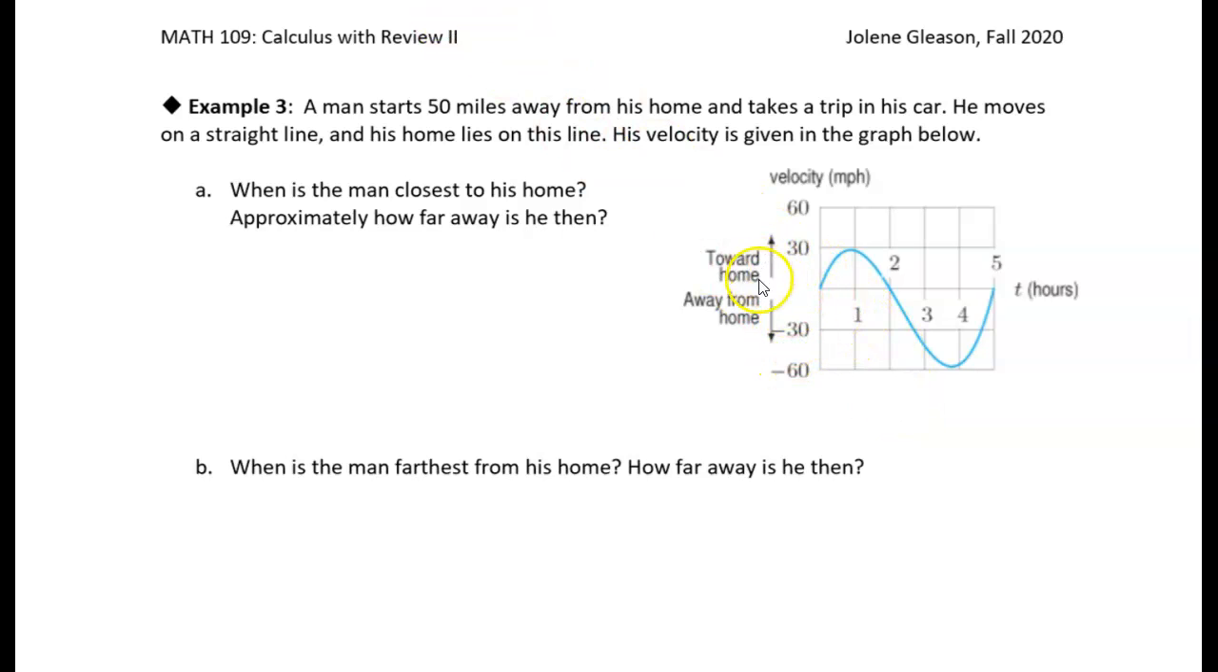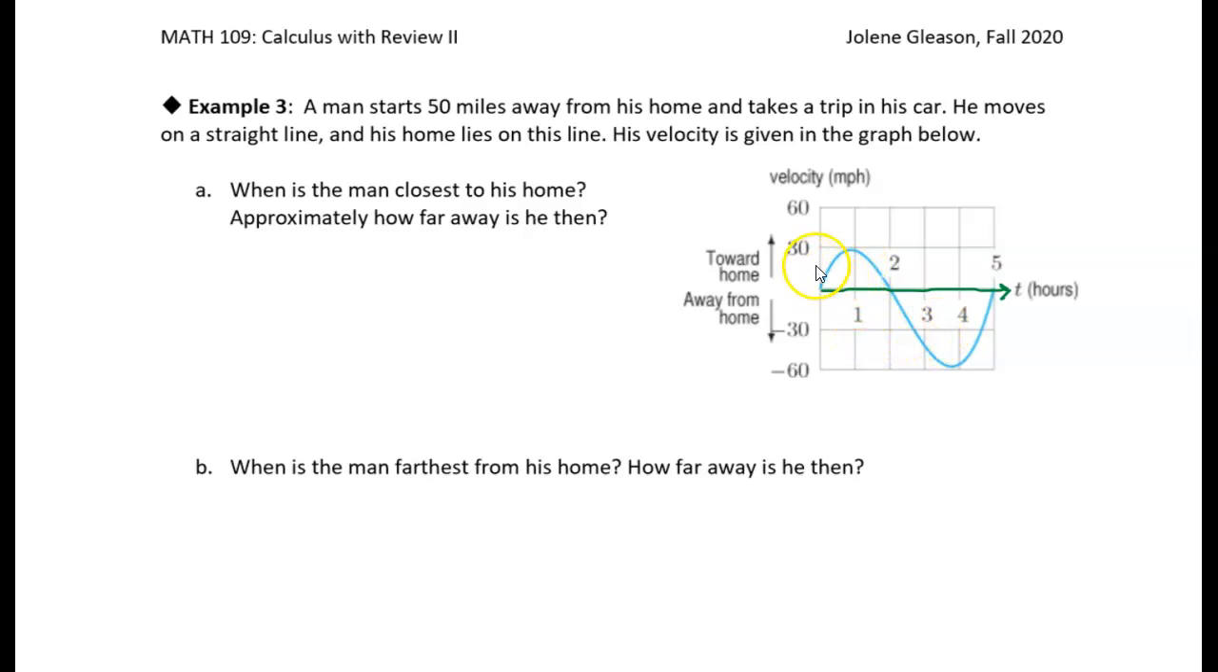Now, we're given a frame of reference. Our reference is his home, right? And we've got a positive direction and a negative direction. So we're assuming that positive is toward home and negative is away from home. Now, it would be helpful to have a t-axis on here, so I'm going to draw in a t-axis here. I think there's supposed to be one there.